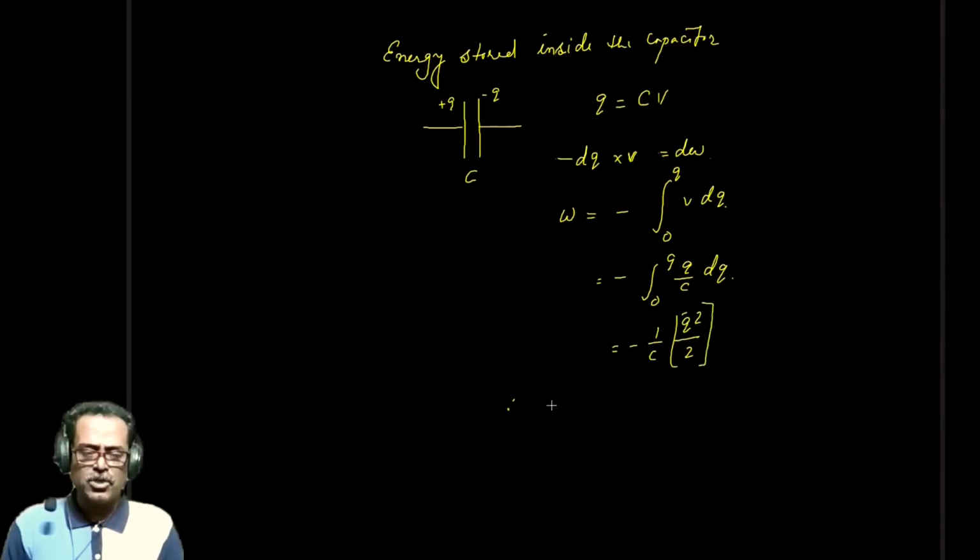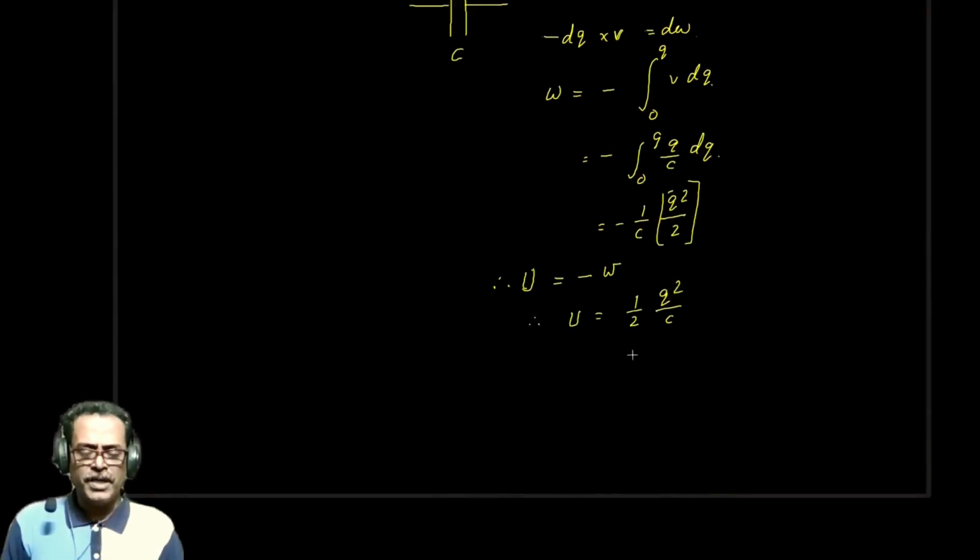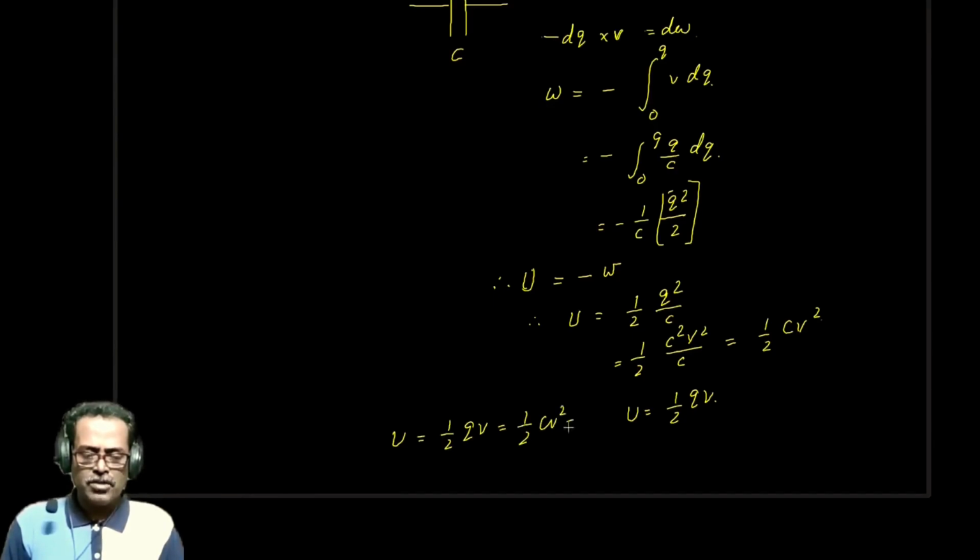Therefore, the potential energy stored U is equal to minus W. So U is equal to half q square by C. If we convert q into V, then we can write it as C square V square by C, that is equal to half CV square. And if we convert C into q and V, then U will be equal to half qV. So the energy stored inside the capacitor is equal to half qV, which is equal to half CV square, which is equal to half q square by C.